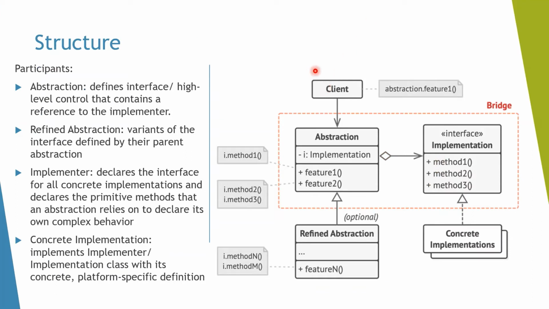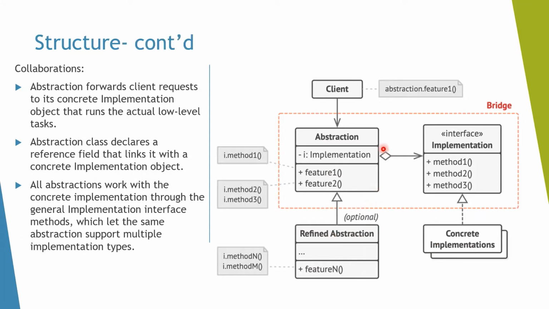So let's discuss the structure of this pattern. We have the abstraction, which as we've mentioned before represents the user interface. The implementation has abstract methods that perform the underlying functions. Concrete implementations further define these abstract methods so that they are specific to each platform of the implementation. And the refined abstraction is simply a type of the abstraction that the user is going to interact with, and it's going to be linked to the concrete implementations, and it may have additional features.